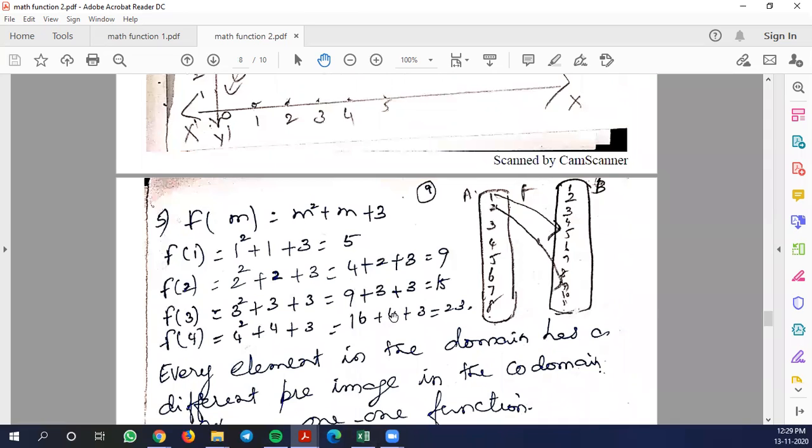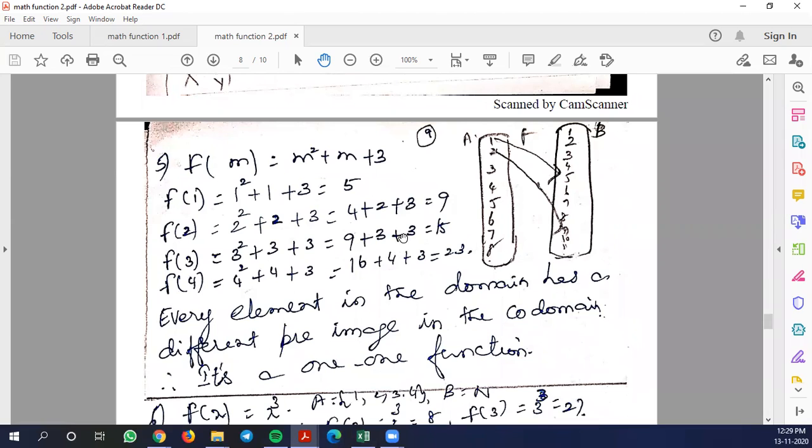Now coming to exercise 1.4, fifth sum, page number 25. So here the function f from N to N defined by f of m is equal to m square plus m plus 3 is a one-to-one function. So here first you can take the first number, f of 1. Since it is a natural number, it starts with 1. In the place of m, substitute the value 1. 1 square plus 1 plus 3. 1 square is 1, 1 plus 1 is 2, 2 plus 3 is 5.